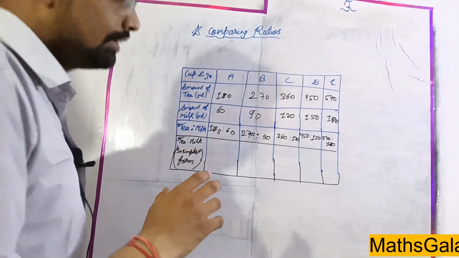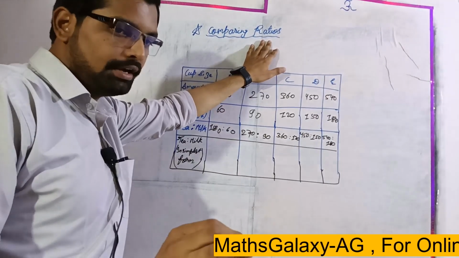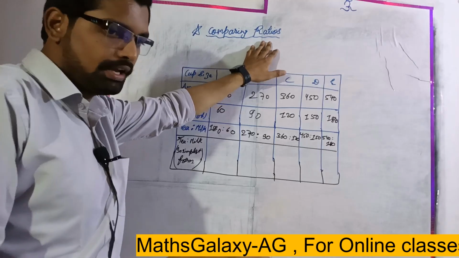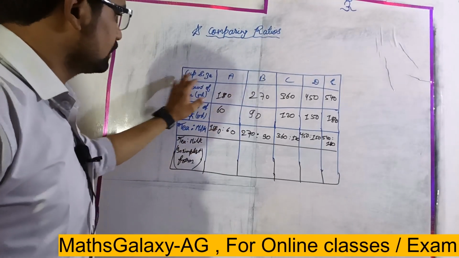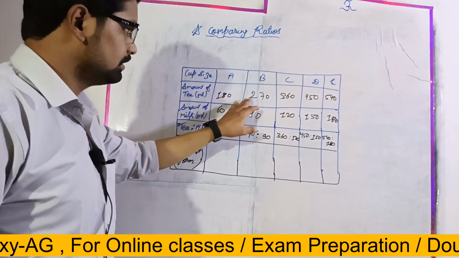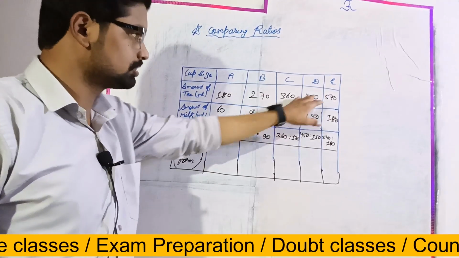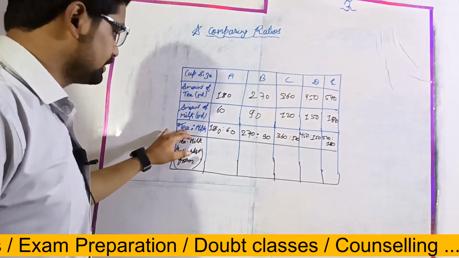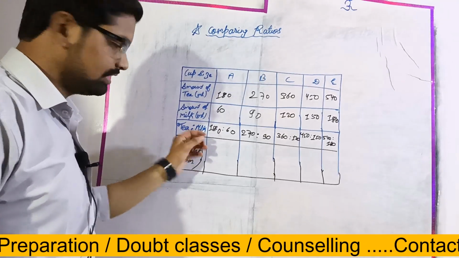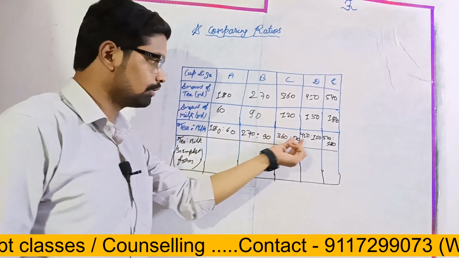Yes, Zanab. Here we are learning comparing ratios. So we compare two different ratios. Here we take the cup sizes A, B, C, D, E, the amount of tea according to each cup, and the amount of milk according to each cup. Here I have written the ratio of tea is to milk. First we write tea is to milk.